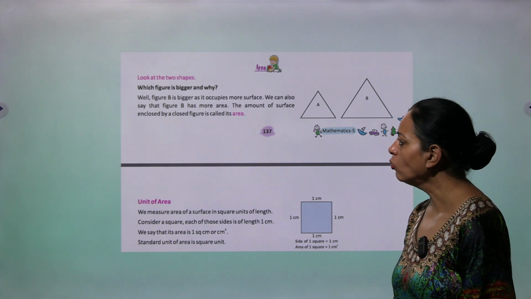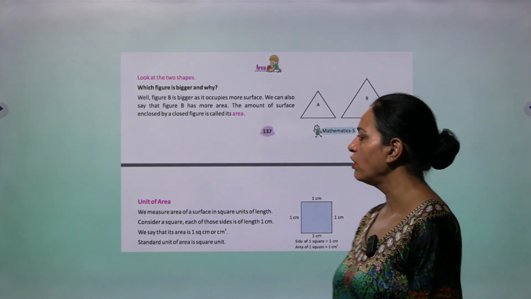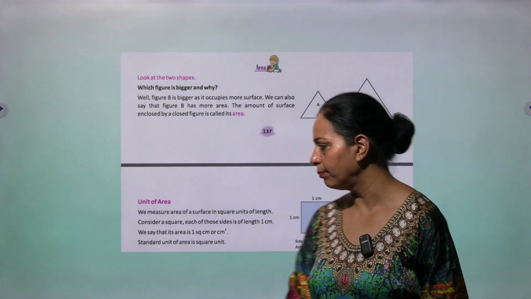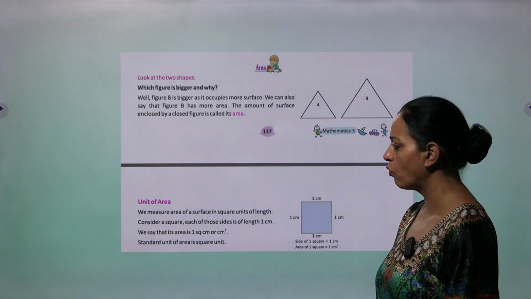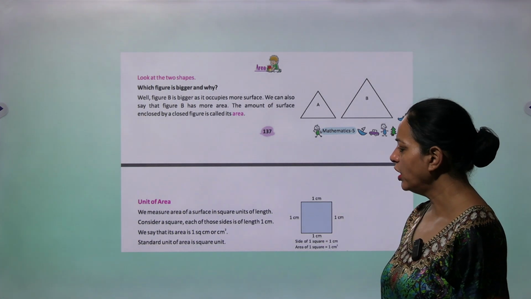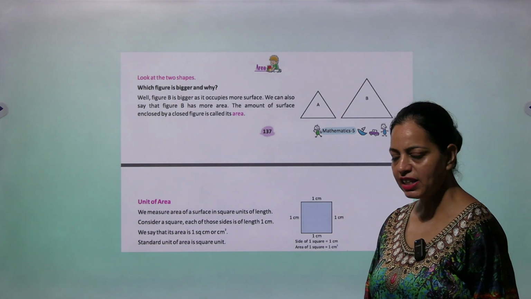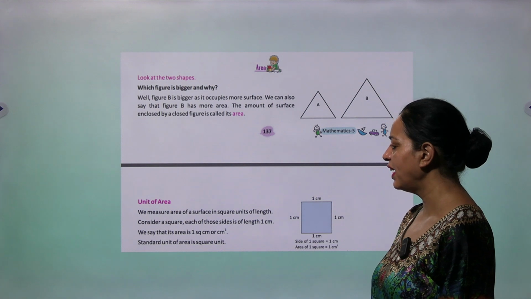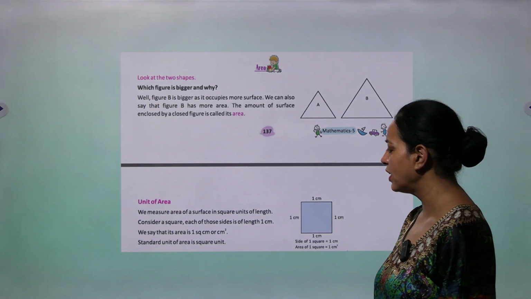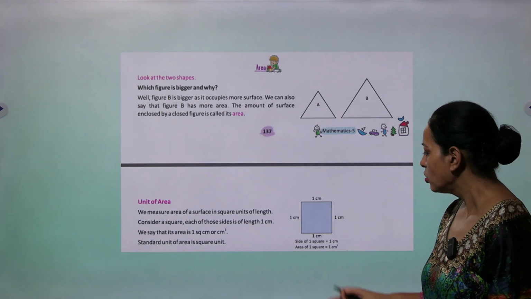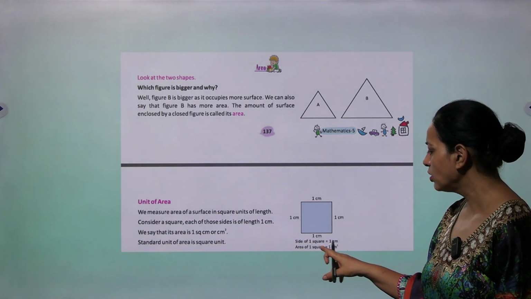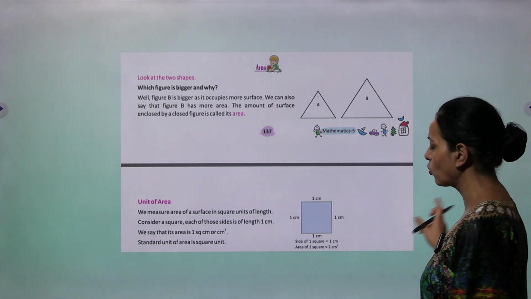Okay, the amount of surface enclosed by a closed figure is called its area. Unit of area, we measure area of a surface in square units of length. Consider a square, each of whose side is of length 1 centimeter. So we say that its area is 1 square centimeter or centimeter square. So standard unit of area is square unit. So area of 1 square is 1 centimeter square.